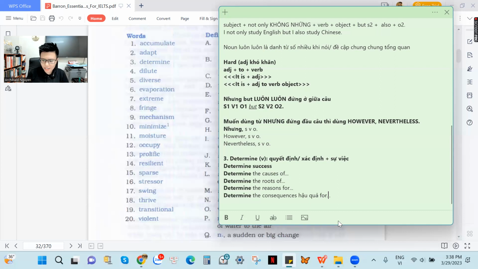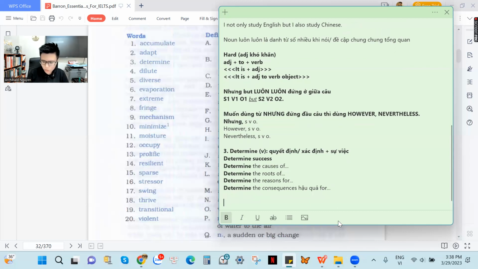The second thing, the fourth word today, is the word dilute. It's very easy for you to pronounce this word. Dilute, okay? Dilute, in Vietnamese, it means giảm, cắt giảm.